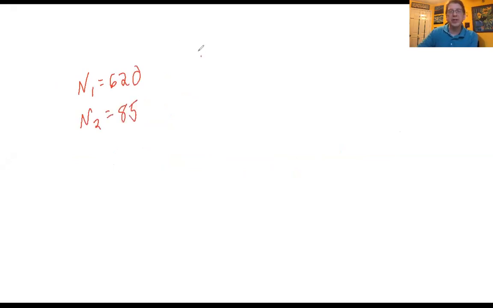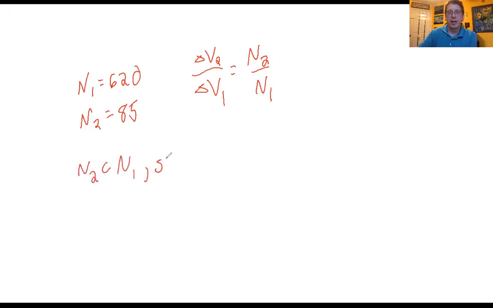Now remember, delta V2 over delta V1 is equal to N2 over N1. So if you notice, N2 is quite a bit less than N1. So the output voltage is going to be less than the input voltage. And so this is a step-down transformer is what that means. So it is a step-down transformer.